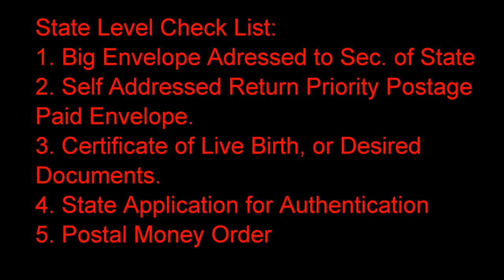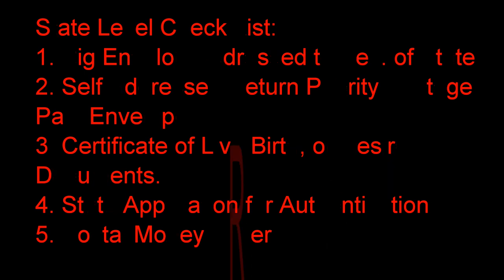Package all of that into our big envelope here, address it to where it's going, and if you are in Illinois, it is the Illinois Secretary of State Index Department. That is 17 North State Street, Suite 1010, Chicago, Illinois 60602. All right, and so they will receive it, they will go ahead and apostille it, and they'll send it back.